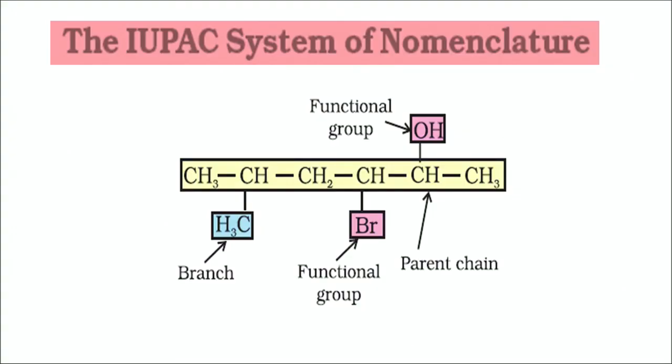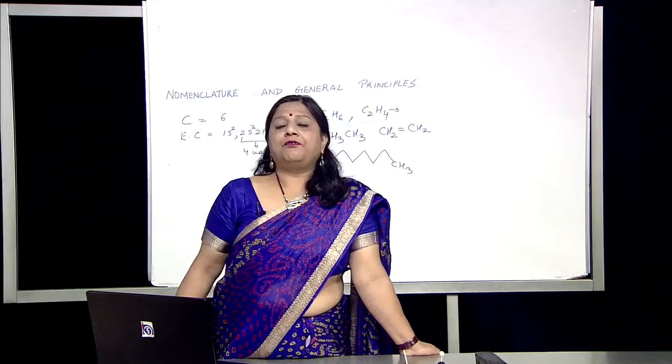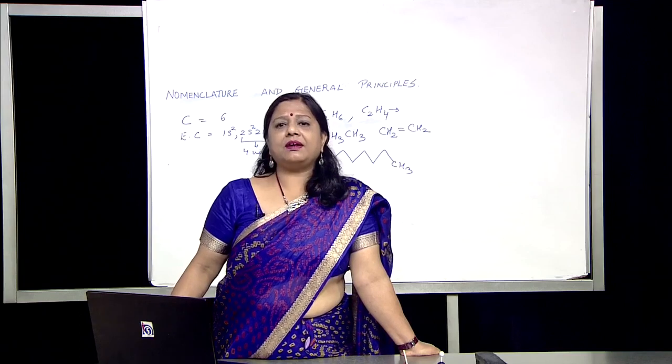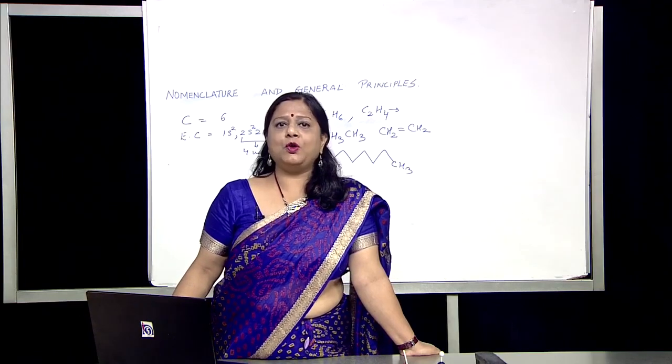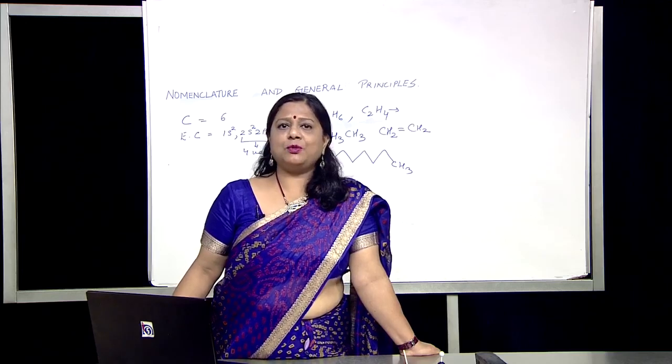There is a continuous carbon chain which is in the box, and outside it you will find the pink boxes. There is a functional group OH and Br, and another branch in blue color which is CH3. For naming the organic compound, you should know a few terms before that, that is homologous series. So what is homologous series?